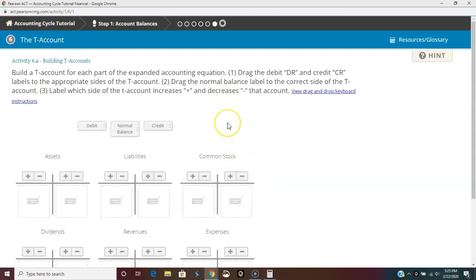T accounts. Build a T account for each part of the accounting equation. Drag the debit or credit labels to the appropriate sides of the T account. Drag the normal balance label to the correct side of the T account. Label which side of the account increases and decreases that account. This looks seriously annoying. Assets, debit, and that's the normal balance. I think I'm doing this right. Liabilities, credit, normal balance. Are we supposed to be both sides?